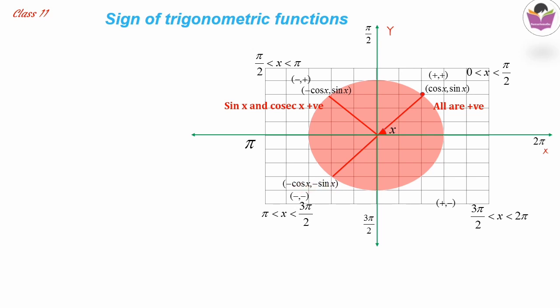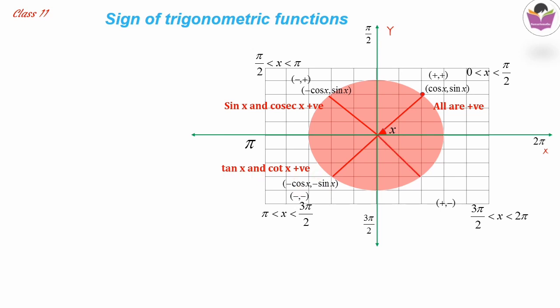Then if you check here, tan x and cot x are positive, because cos x and sin x negative means surely cosec x will be negative, sec x also will be negative. And tan, if you consider, is sin x by cos x. Sin x by cos x means the negatives cancel, so tan x will be positive. Since tan x is positive, surely its reciprocal cot x is also positive. So in the third quadrant, tan x and cot x are positive.